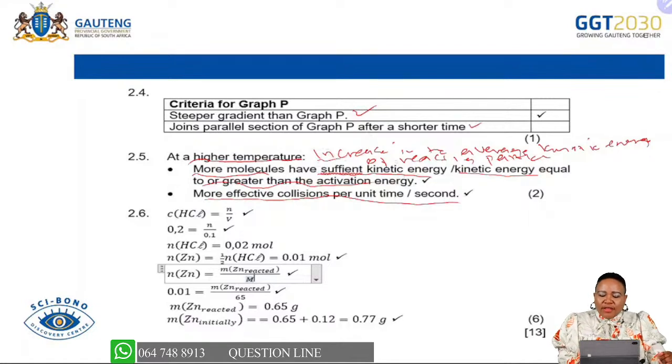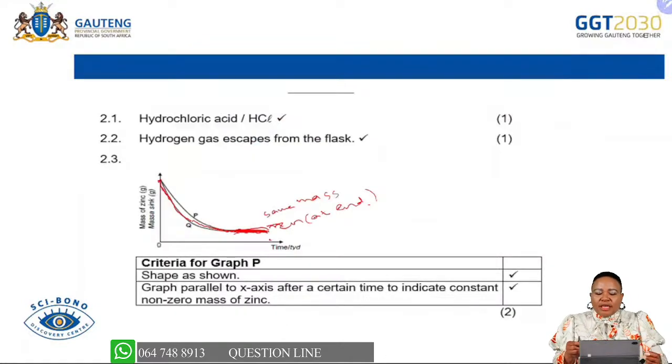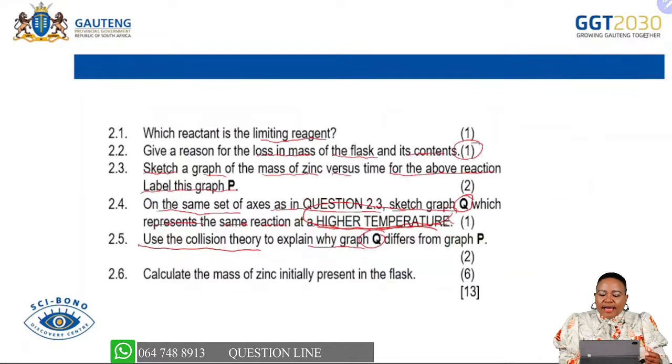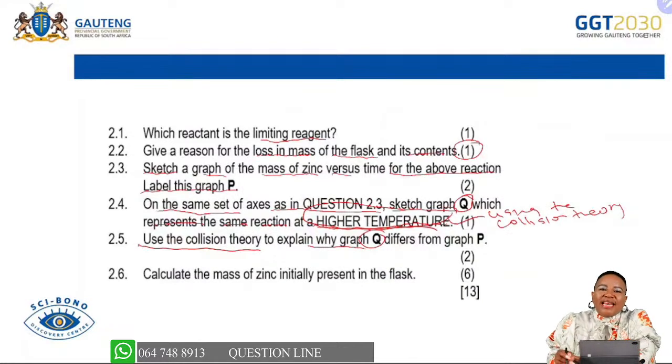And also there will be more particles now with sufficient kinetic energy, which is greater than or equal to the activation energy, and there will be more effective collisions per unit time. So there is no other way of explaining what makes the temperature to be different except using the collision theory. So we are going to use the collision theory to explain any change that occurs in the reaction.